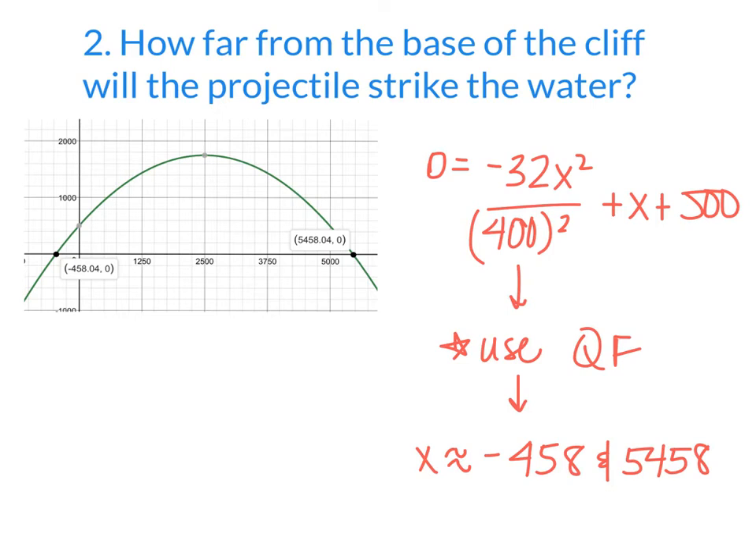Or I can set the equation equal to 0, and unfortunately, because these numbers are not so pretty, I have to use the quadratic formula, which will give me these same numbers, about negative 458 and positive 5,458. But the important thing here is that I can only use one of these, and that's because we're talking about distance. So when I launch something off a cliff, it can go about 5,000 feet. But it's not going to go behind me at the same time and go to negative 458 feet. So I have to reject this answer here, and this one's our answer.